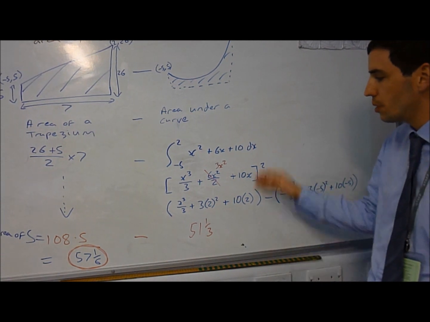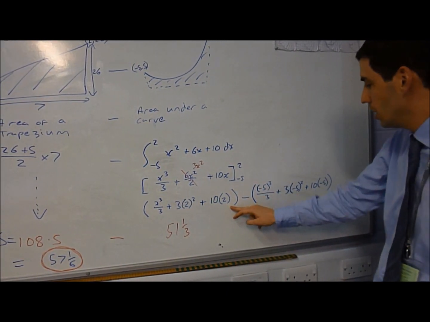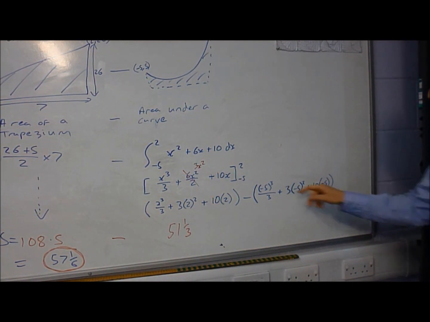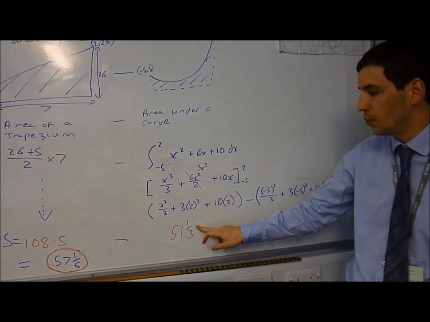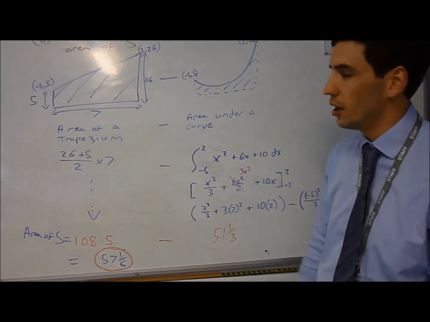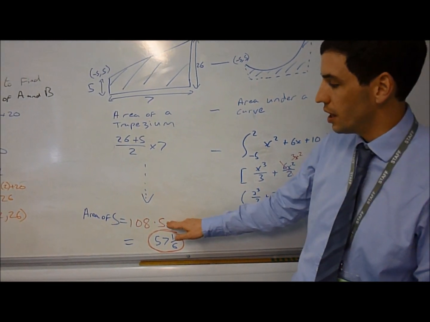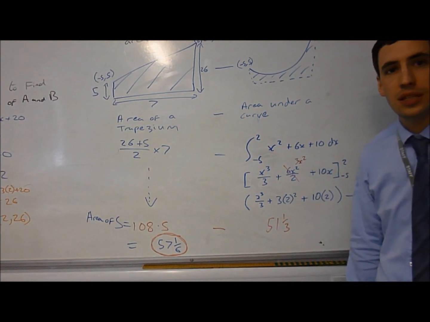Once you've done that, you just plug your values in. Plug in my upper boundary of 2, take away my lower boundary of -5. Once you've substituted those values into your integral, I'm left with 51 1/3. So for my final answer for the area, I take away the 51 1/3 from the area of the trapezium, 108.5, and it leaves me with 57 1/6.